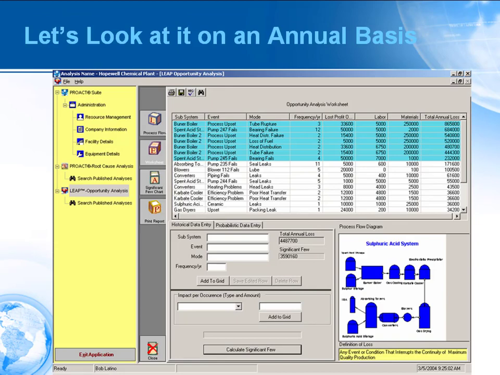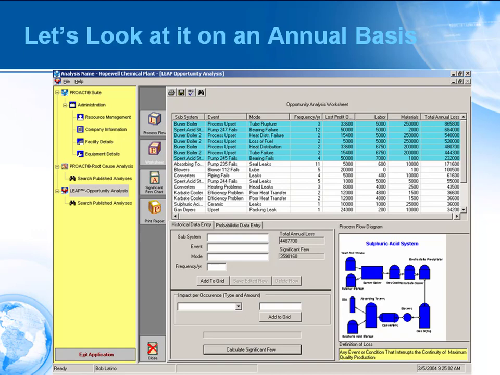If we move away from the short-term perspective of looking from day to day, such as bad actors lists that are typically generated on a daily or a weekly basis, let's step back a year. In the lower right-hand corner of this screenshot, you'll see a process flow diagram for a particular process. This is just mapping out the flow of material from a beginning point to an ending point in a process. The definition of loss for this particular process is any event or condition that interrupts the continuity of maximum quality production.